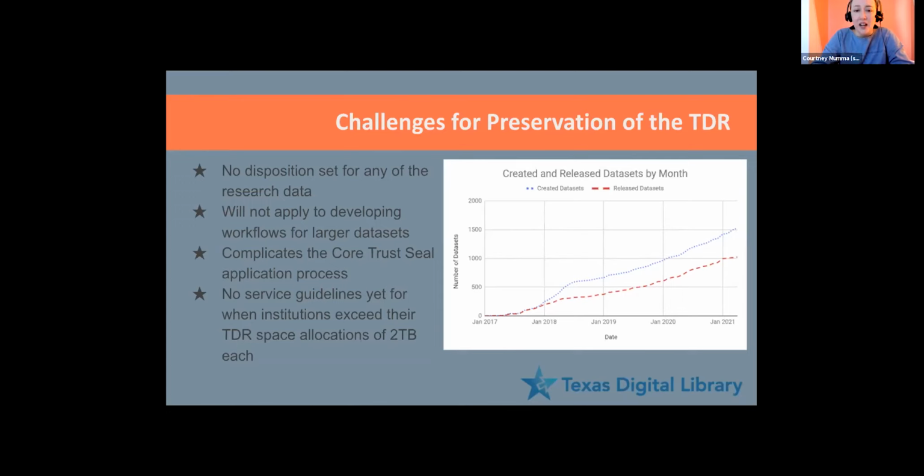Once we reach and exceed that threshold, TDL will likely have to move to a tiered membership model for larger allocations and would consider charging for digital preservation over a certain amount or allowing institutions to opt out of the digital preservation option. So that concludes my overview of our TDR digital preservation efforts at TDL, and I'm happy to answer questions at the end of the panel today. Thanks again for having me.